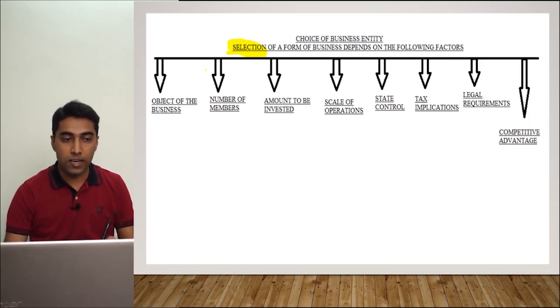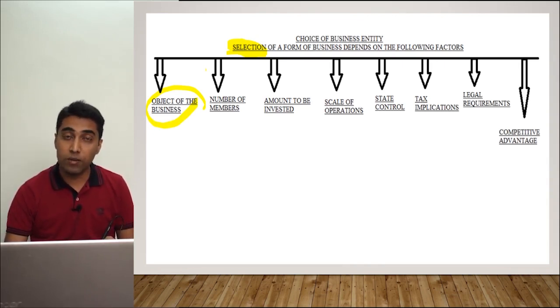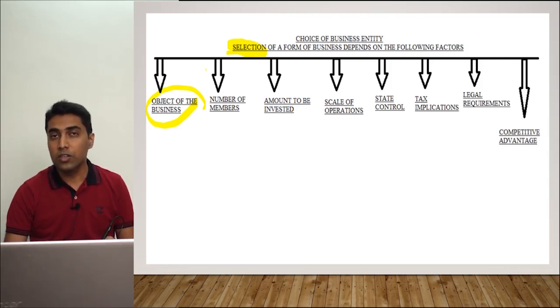So if you see here, the first thing is the objects of the business. That is, what is your business form? Is it a software business? Is it a retail business? Is it just consultancy? Or is it a manufacturing company? So these are the things you should think about before you start the business.